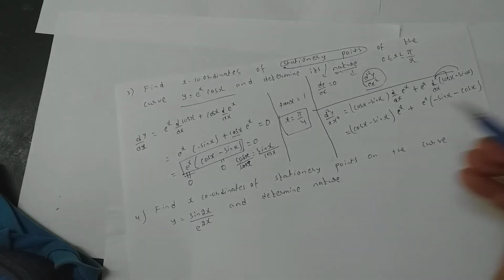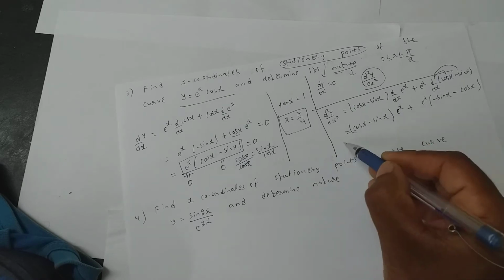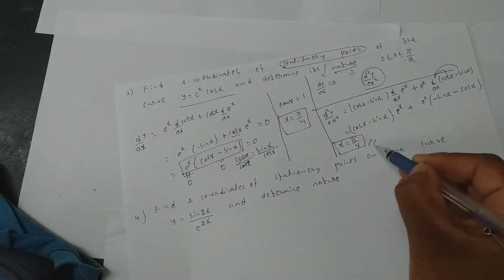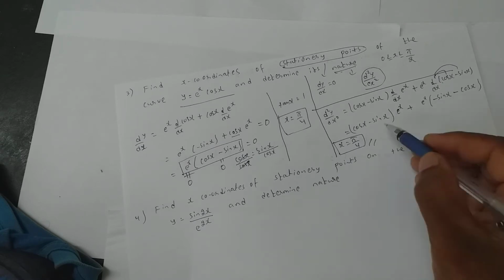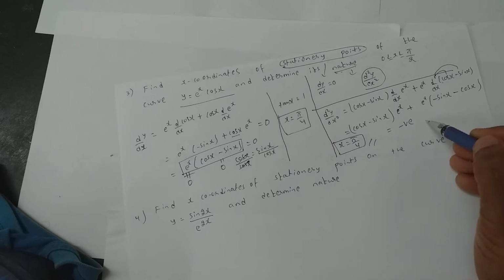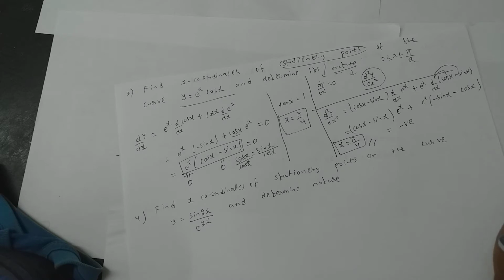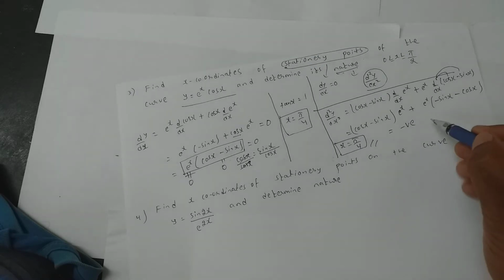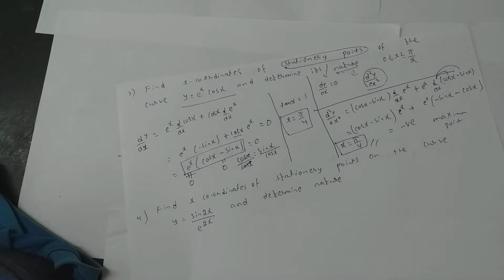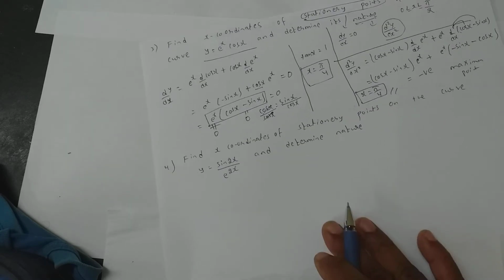I don't want to simplify. I directly place x equal to pi by 4 because at this point I want to check maximum or minimum. So when I replace x equal to pi by 4, I got a negative value. I don't want what value is it, positive or negative. Only that I want to know. It's a negative one, so it is maximum point. Is the sum clear, students? Good. Let us look at other sum.